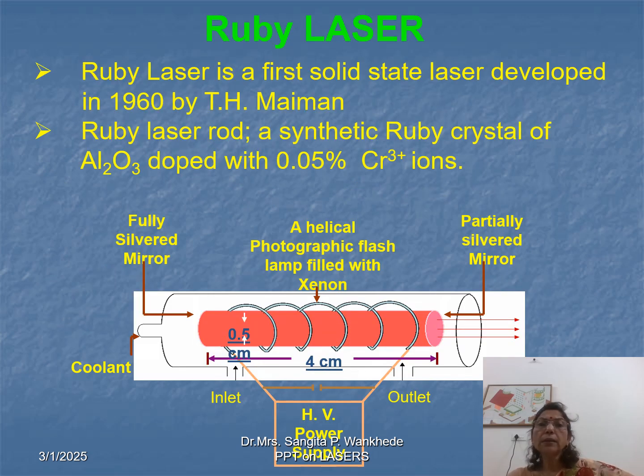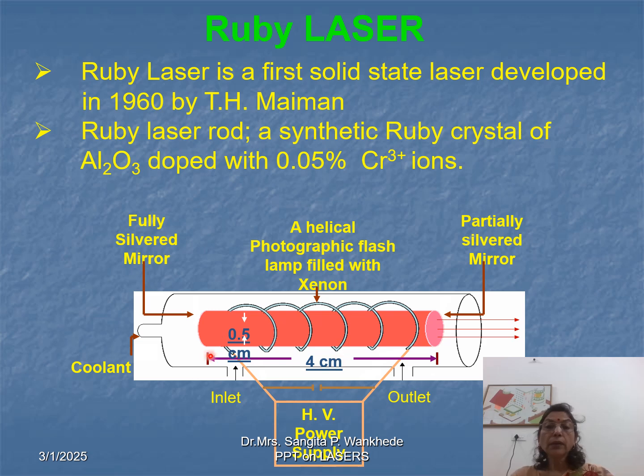So the ruby laser is the first solid state laser, developed by Maiman in 1960. It consists of a cylindrical ruby rod. The ruby crystal is made up of aluminum oxide Al2O3 doped with 0.005% chromium ions. It is surrounded by a helical flash lamp. Initially, the atoms are in the ground state. So this is the construction of the ruby laser.